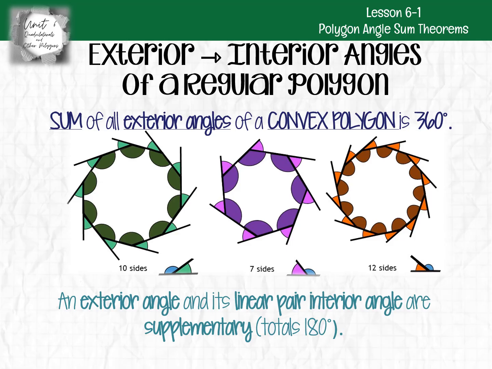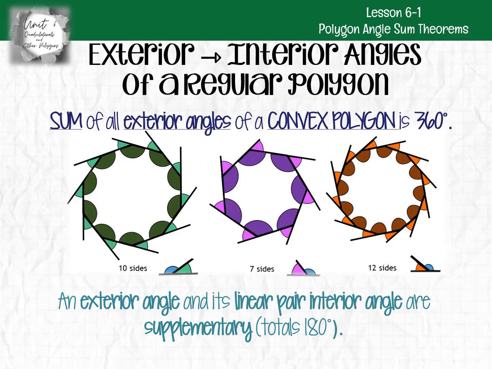Exterior to interior angles, I think this can be very helpful. We're actually going to talk more about the 360 in a minute, but the sum of all exterior angles of a convex polygon is 360 degrees. So in that first one, the light green are all the exterior, the dark green are the interior. In the middle, the exterior are the light purple or fuchsia, and the interior are the purple. On the last one, the exterior are the orange and the interior are the brown.